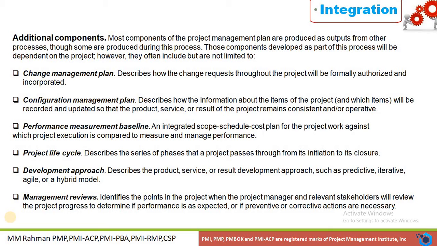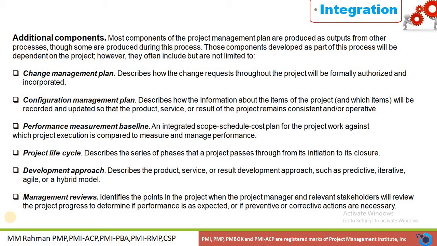The change management plan describes how the change requests throughout the project will be formally authorized and incorporated. The configuration management plan describes how the information of the items of the project will be recorded and updated so that the product, service, or result of the project remains consistent and operative. Then the performance measurement baseline, an integrated scope, schedule, and cost plan for the project work against which the project execution is compared to measure and manage performance.